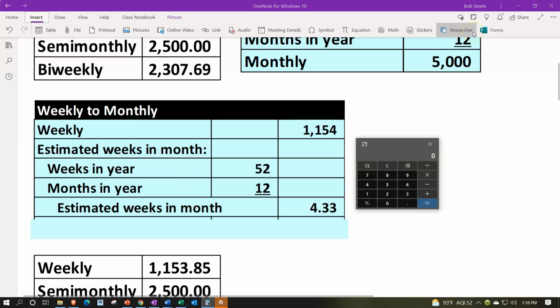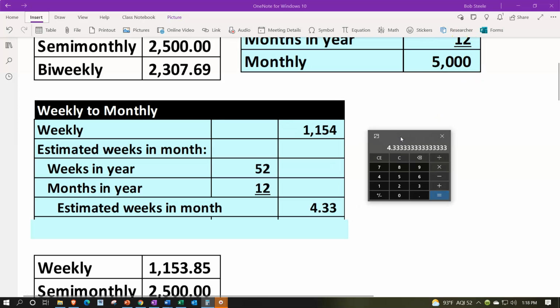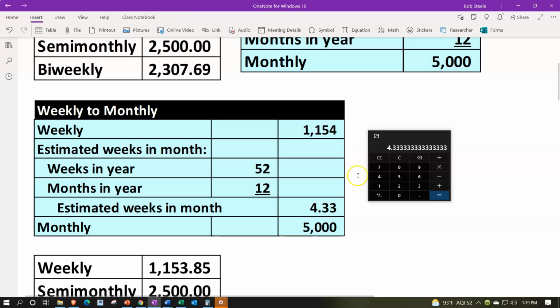And then we'll take that 52 divided by 12, and we get to the 4.33. So a lot of people memorize closer. You might memorize 4.3 in general, but it's closer to 4 1/3, right? 4 and 1 divided by 3, 4 1/3. So if you use 4 1/3, then you can go right from pretty close to this 1153.85, and then times 4.333333 on forever, and you get pretty close to that 5,000.